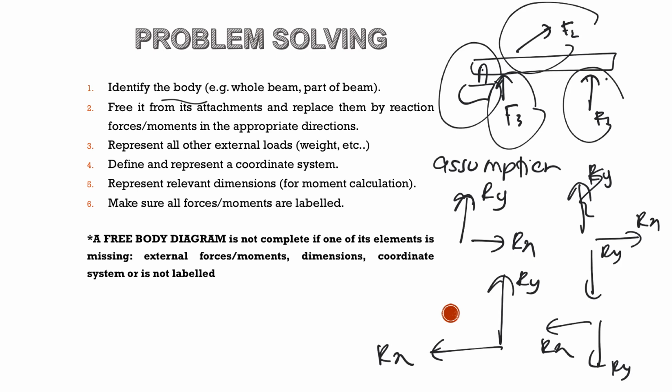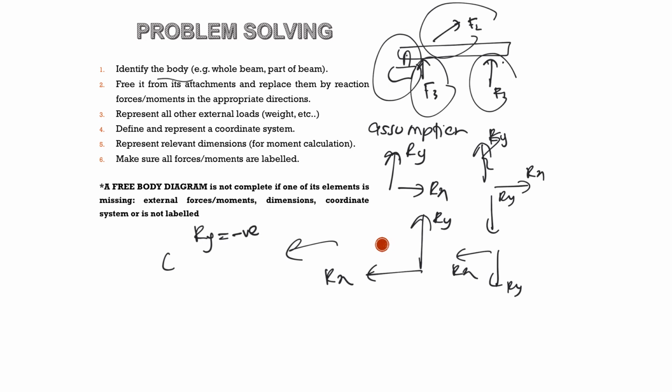No answer yet. When you finish the calculation, if you get your force Ry is negative, it means that your direction is wrong. You don't have to make corrections to your diagram. Just give a statement. If you get Ry negative, it means that the direction should be downward or upward. Okay, I show you the example first.